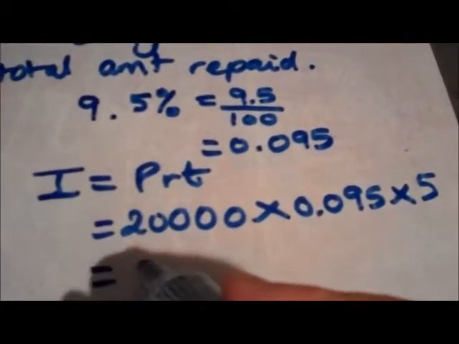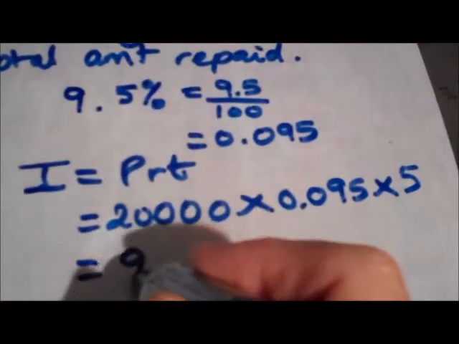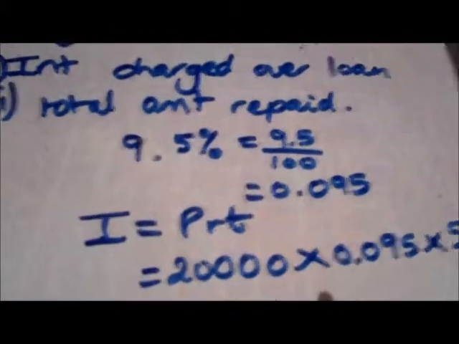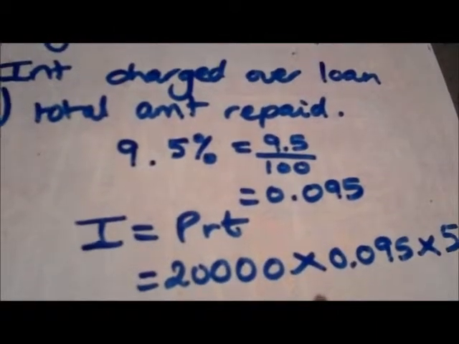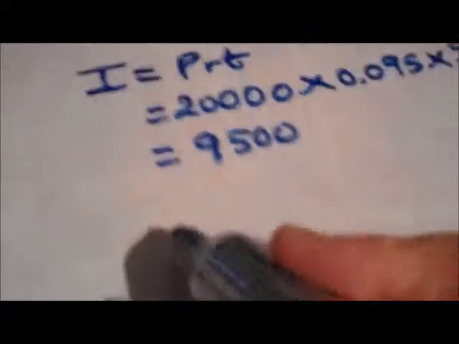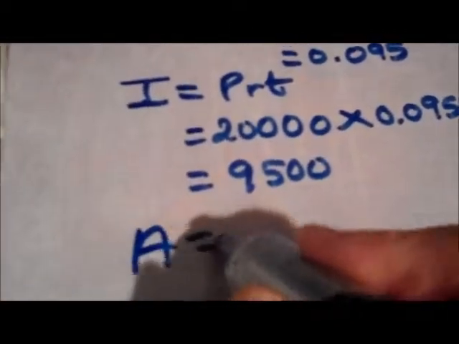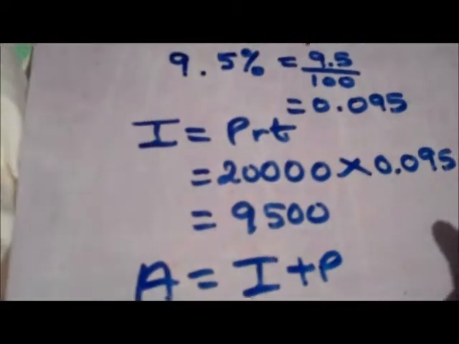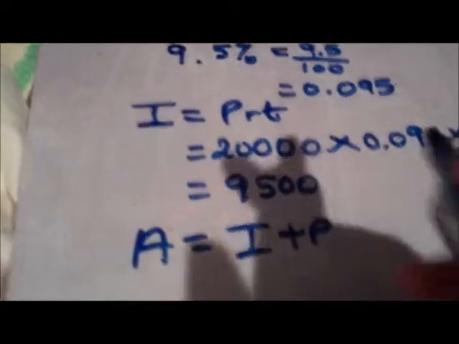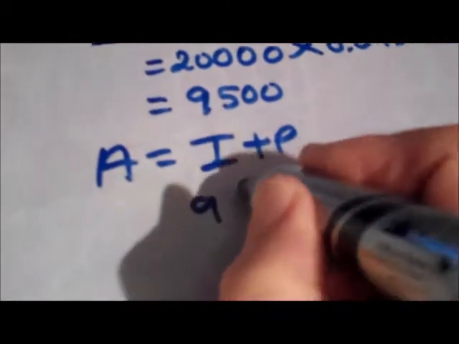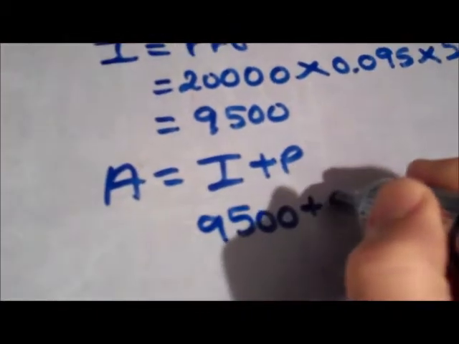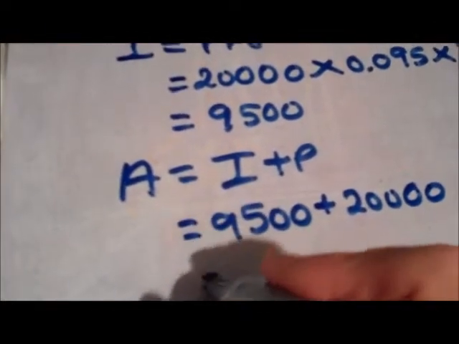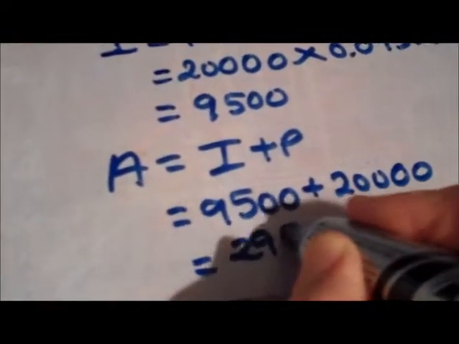And if I put that in my calculator, I get $9,500. That tells me the interest charged over the loan. The total amount to be repaid is the interest plus the principal. You've got to pay back both of them, right? So it would be $9,500 plus the 20, which is $29,500.